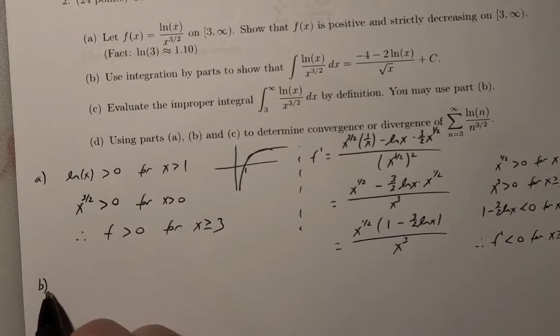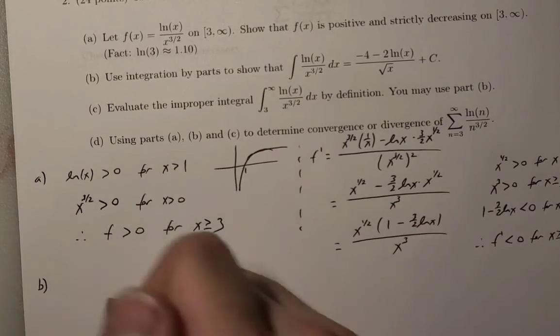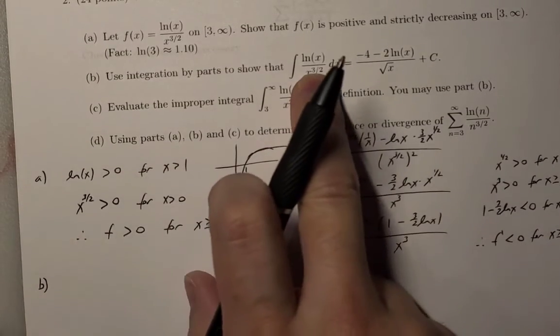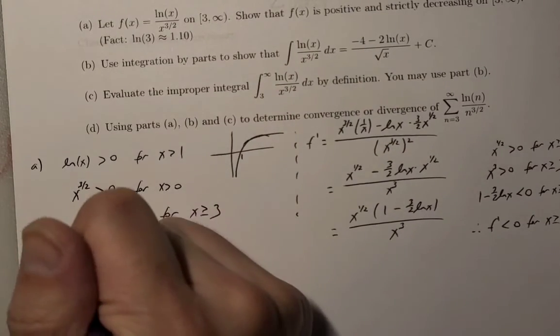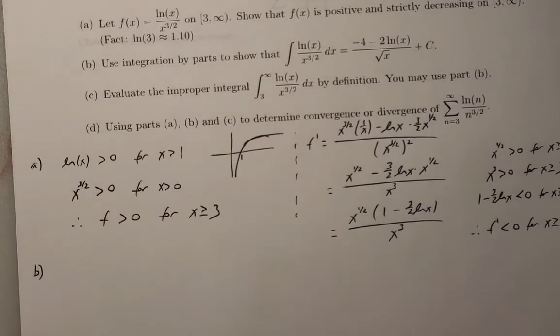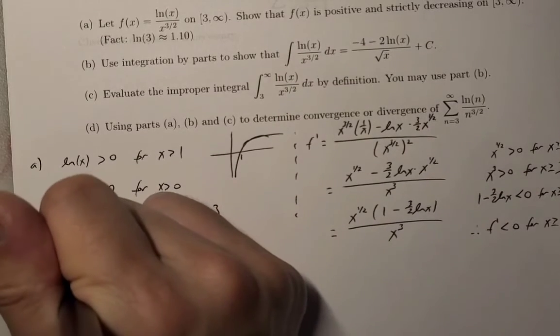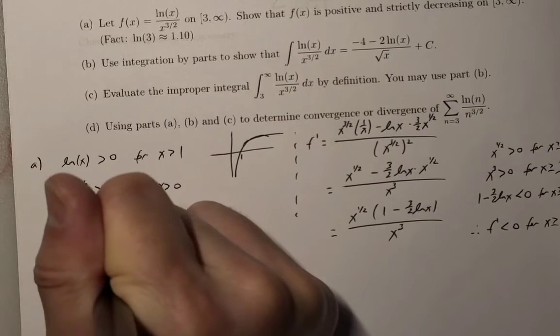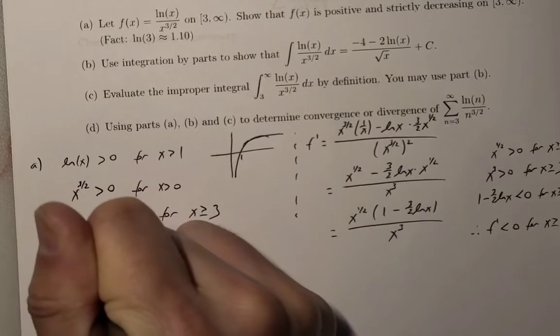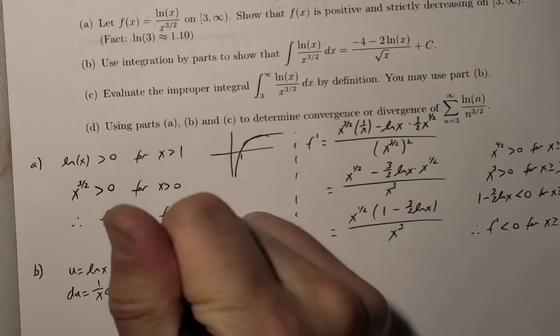Okay, so B, integration by parts. So how do we choose a u? How do we choose a dv? Well, you should know that to take the integral of ln, you need integration by parts. So let's let u be ln x. du is 1 over x dx.